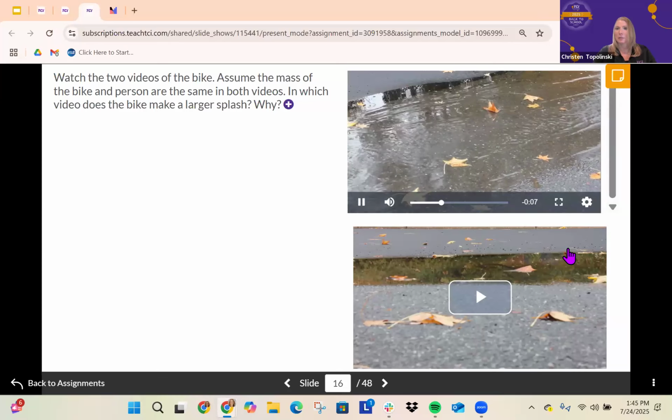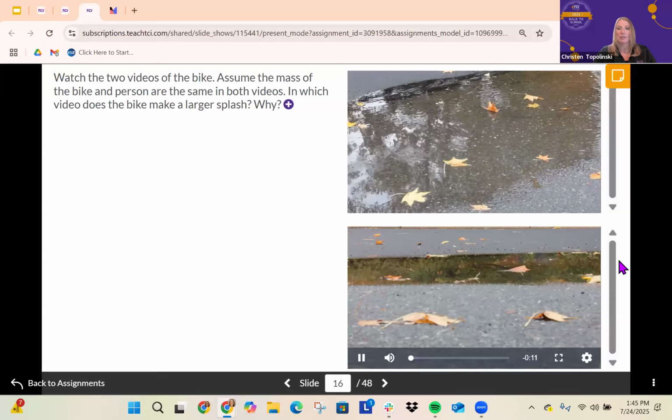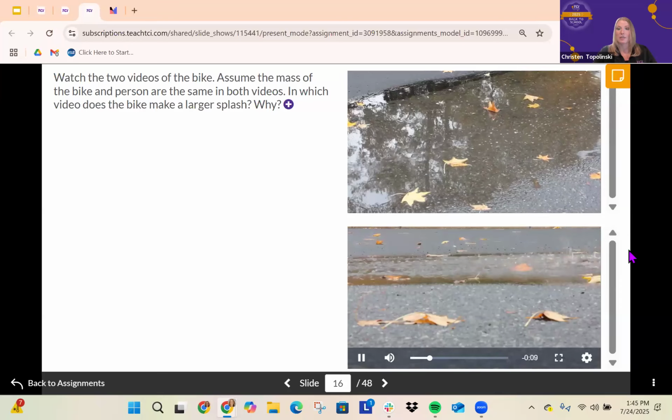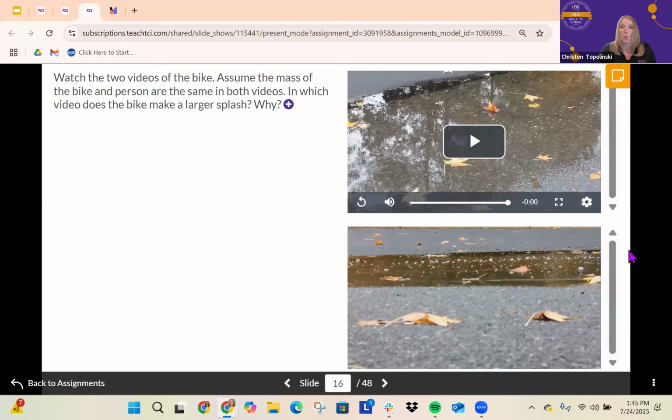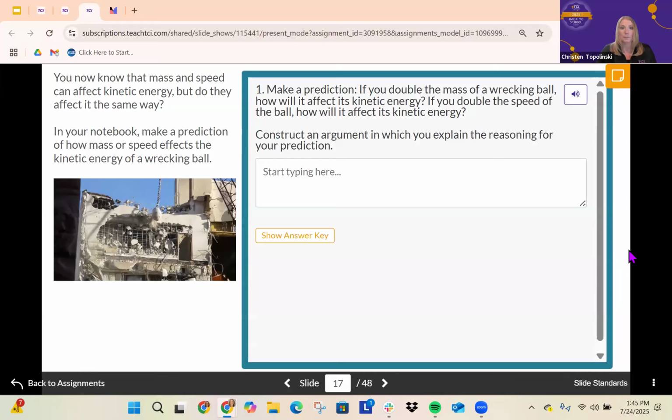Okay, so that one makes a little bit of wave, but then when you look at this one, you can see it's much higher. The water is dispersed much more and it goes much higher.